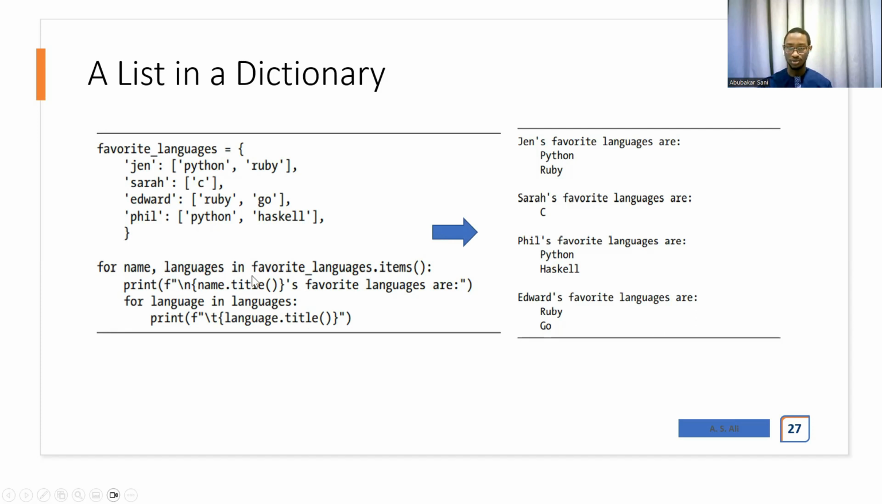For example, what you can do is to say for name, languages, because these values are what? Lists. So for name, languages in favorite programming languages dot items. Okay? So items is going to return two things, both the key and the value pair. So we can print something about the name. Okay, we can see Jane's favorite languages are, then we will list our favorite languages. For Sarah, it's just one, so it's the only one, and so on. Okay.